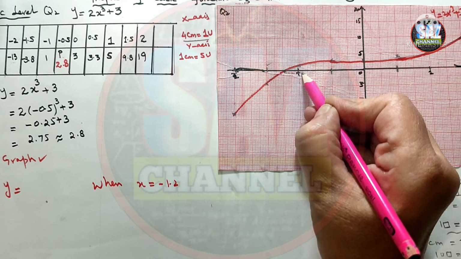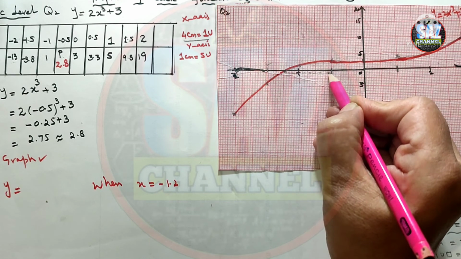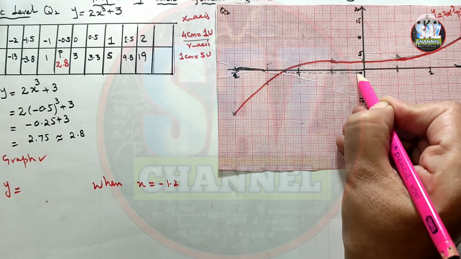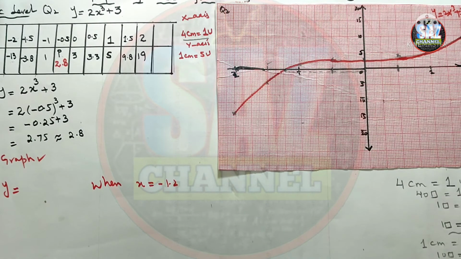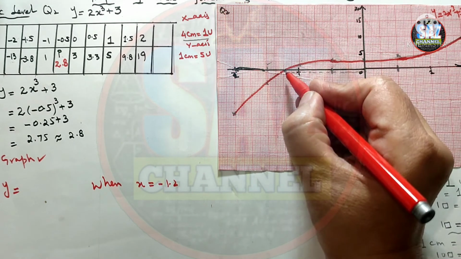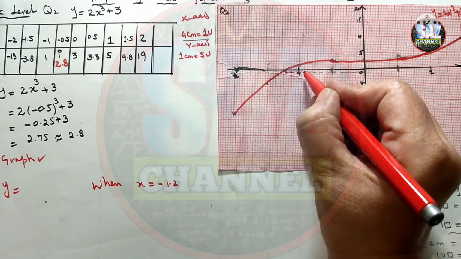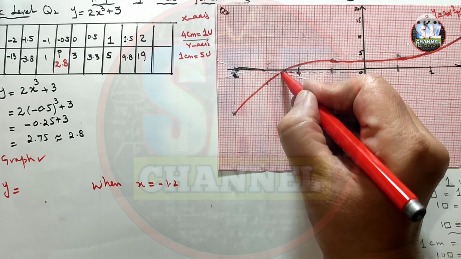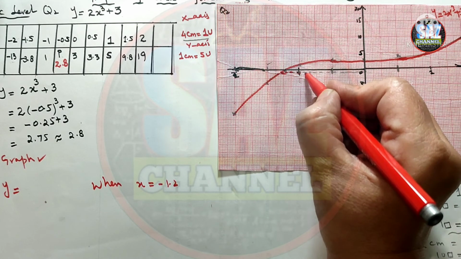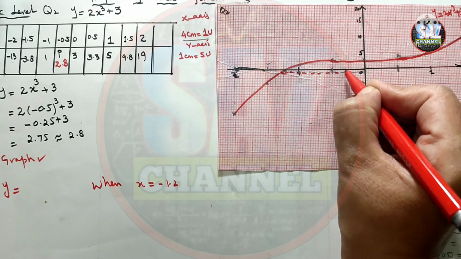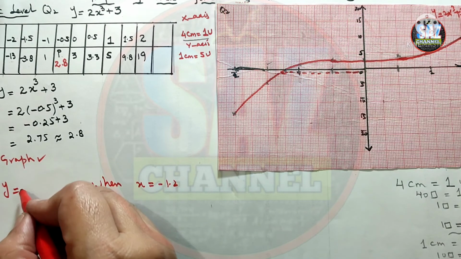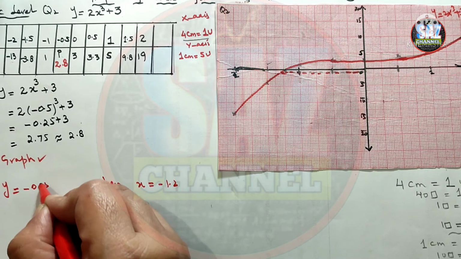So match this point towards the y-axis, and this is almost minus 0.5. Let me make this line perfect so that my students can see this visibly. This is the place where minus 1.2 is coming, and this is minus 0.5.